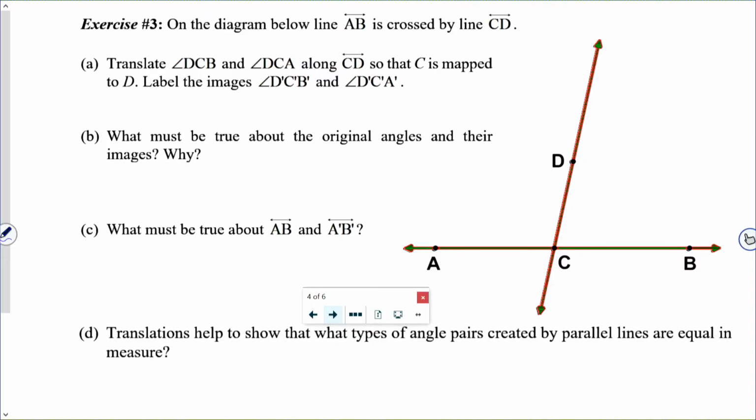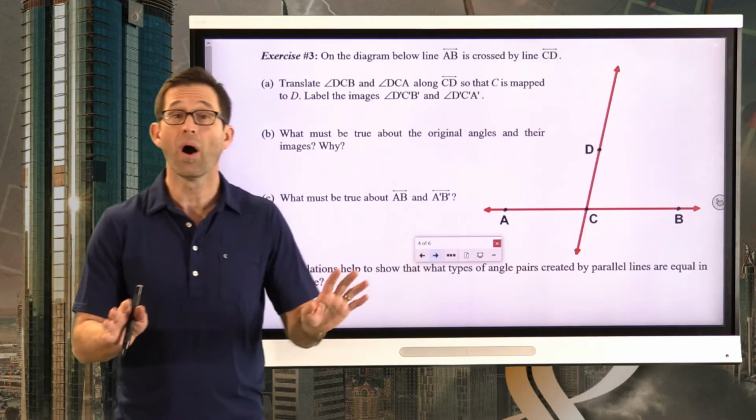On the diagram below, line AB is crossed by line CD. Translate angle DCB and angle DCA along CD so that C is mapped to D. Label the images angle D prime, C prime, B prime, and angle D prime, C prime, A prime. Okay, that was a little bit wordy, but we can do this.